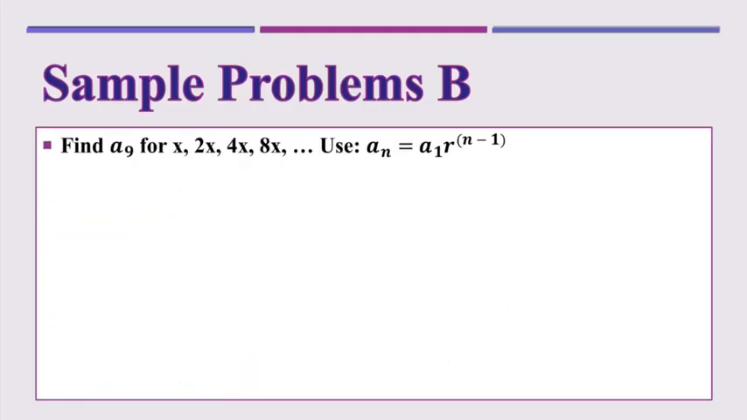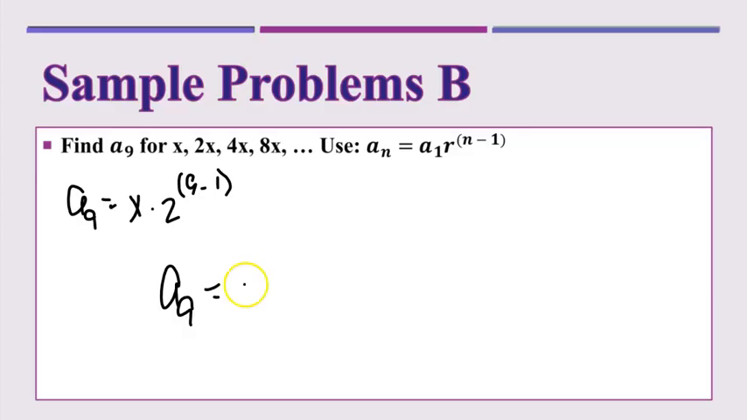Next, find the 9th term. So a subscript 9 equals the first term of x times the common ratio, which is 2, raised to the 9 minus 1 power. This would give us a subscript 9 equals 2 to the 8th power, and 2 to the 8th power is 256. So this would be 256x.